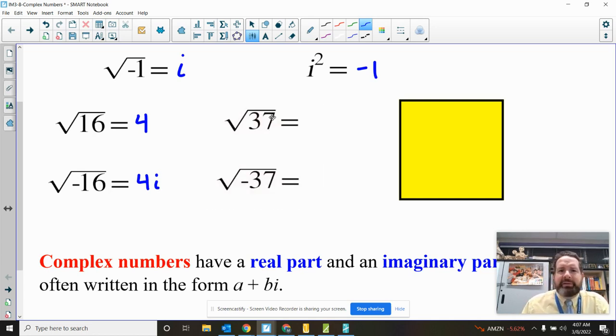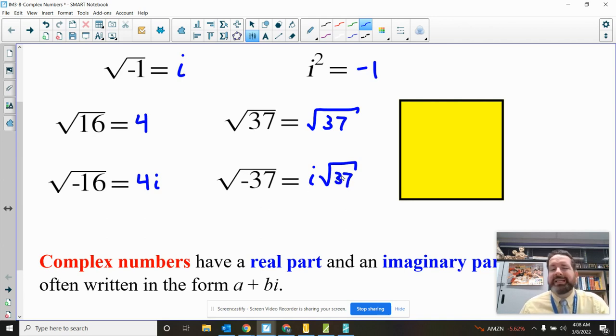Square root of 37, well, this actually doesn't simplify at all. Square root of 37 is 6 point something, something, something. But if you leave it as a root, it doesn't get any simpler than this. It just stays square root of 37. So when you have a square root of -37, here's what you do. Move a letter i to the front, and then remove the negative from inside.